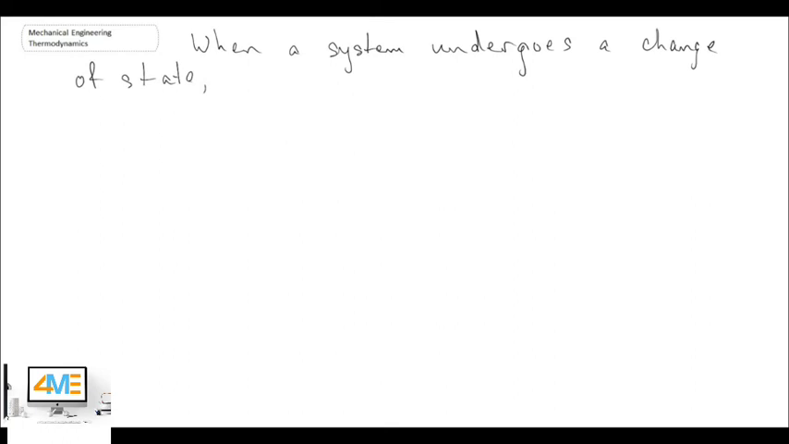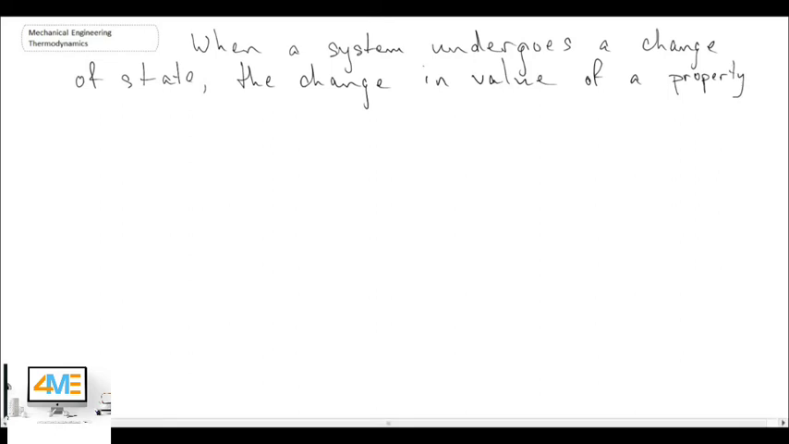So we say that when a system undergoes a change of state, the change in value of a property, remember we've defined what properties are. They can be either intensive or extensive, and we talked about a lot of different ones. But it does not depend upon the process path.